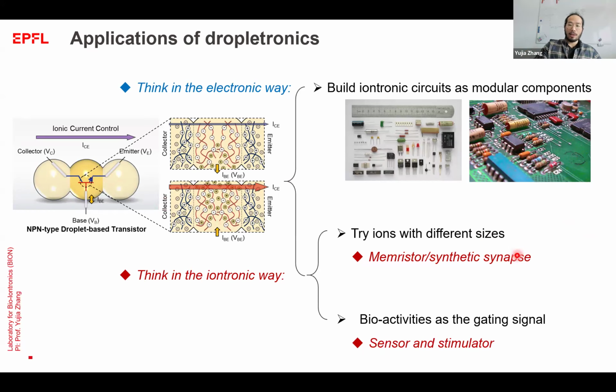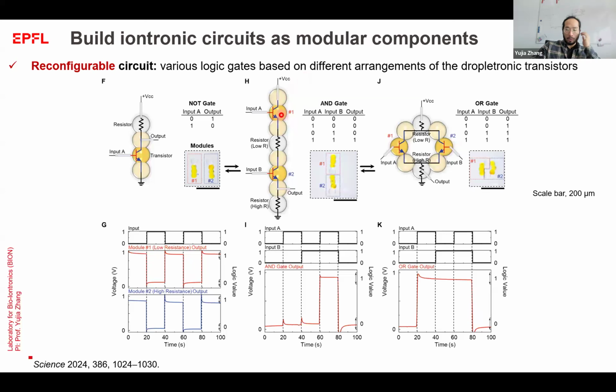So later on, I will show you three applications of what we can do with these Dropletronic components, but more importantly the last two. First, because those Dropletronic devices are modular, we can easily combine them together. We start with a NOT gate. If we combine them together, we'll have an AND gate or an OR gate, depending on whether we put them in series or in parallel, and therefore we can have logic circuits by monitoring the two inputs and one output signal, as shown at the bottom.